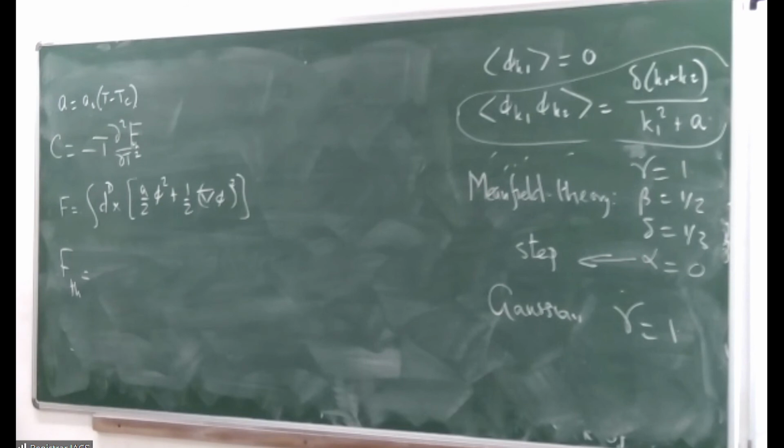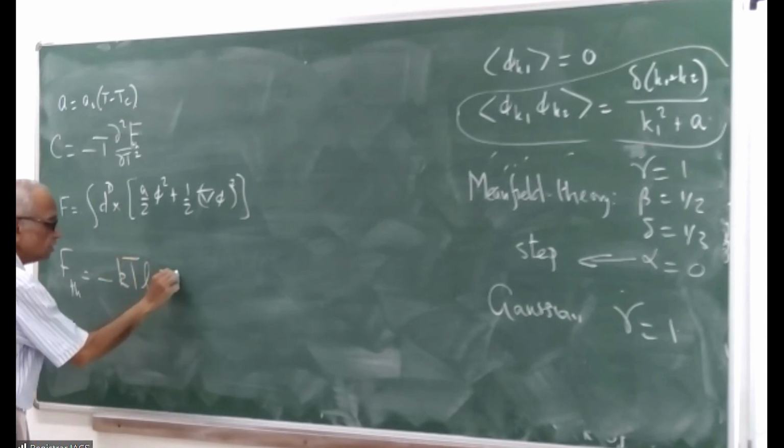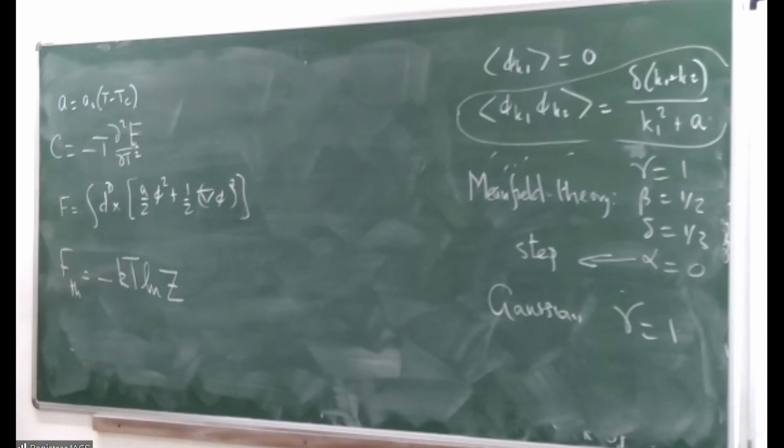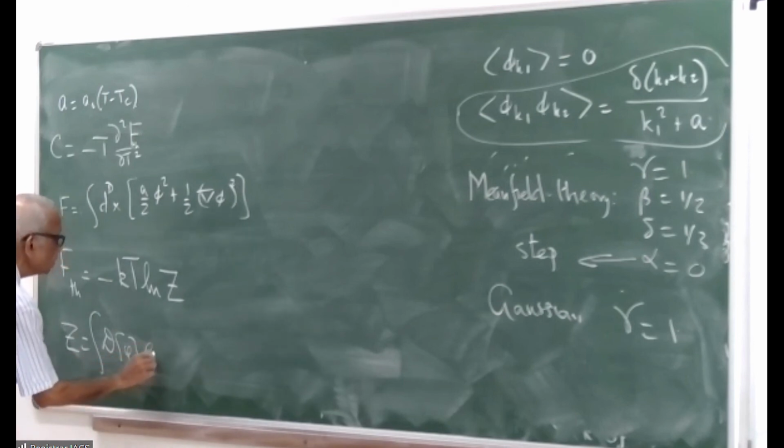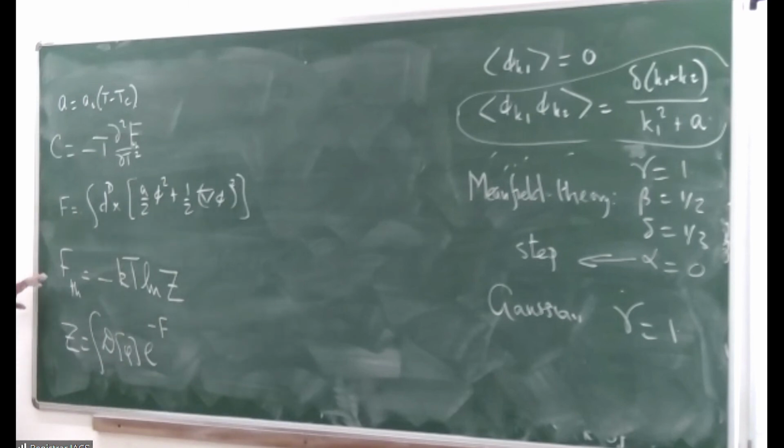is equal to minus kT log Z. Z, the partition function, is the functional integral over d phi of e to the power minus this F over here. And then, so specific heat is this.